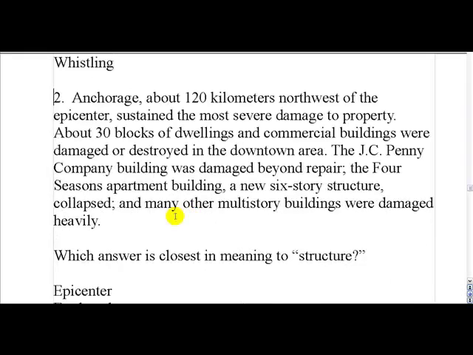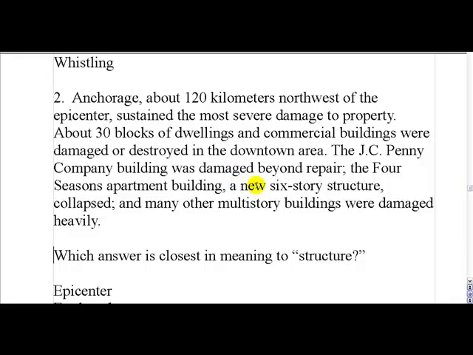Number 2. Anchorage, about 120 kilometers northwest of the epicenter, sustained the most severe damage to property. About 30 blocks of dwellings and commercial buildings were damaged or destroyed in the downtown area. The J.C. Penney Company building was damaged beyond repair. The Four Seasons apartment building, a new 6-story structure, collapsed, and many other multi-story buildings were damaged heavily. The question is, what does the word structure mean?